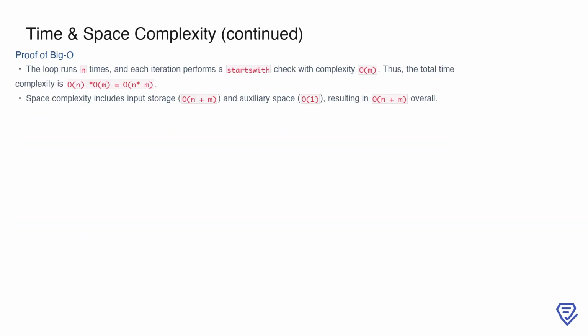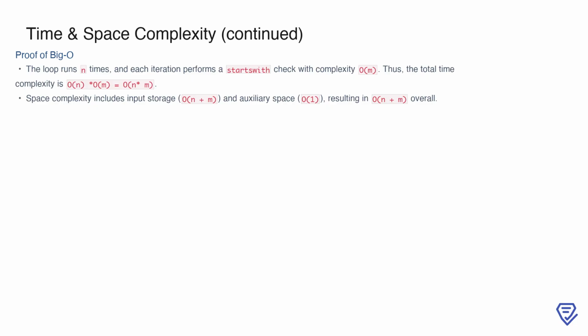To formally prove the big O complexity, consider that the outer loop iterates over n words, and within each iteration, the startswith method performs a prefix check with a complexity of O(m). This results in a total time complexity of O(n*m).